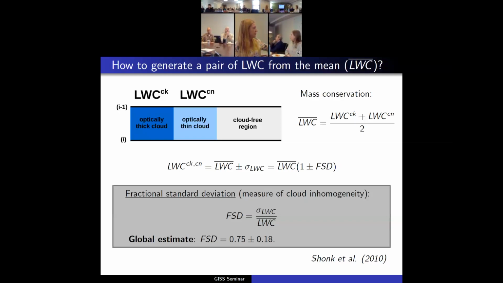So this simple approach is something that I adopted from Schonk et al. And this was convenient for me because I had various estimates of fractional standard deviation of liquid water content, which I could use. There are obviously also probably estimates of inhomogeneity of cloud optical thickness, but I largely follow the work of Schonk et al. And then optical thickness is a lot easier to retrieve than liquid water content. Thanks for this comment.